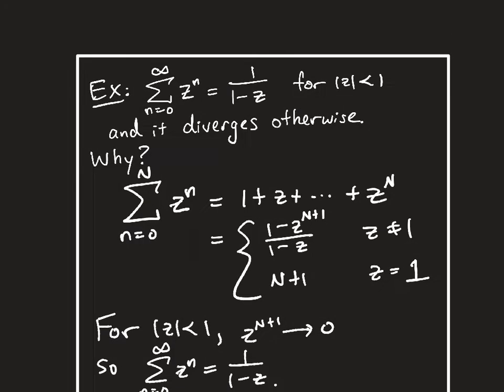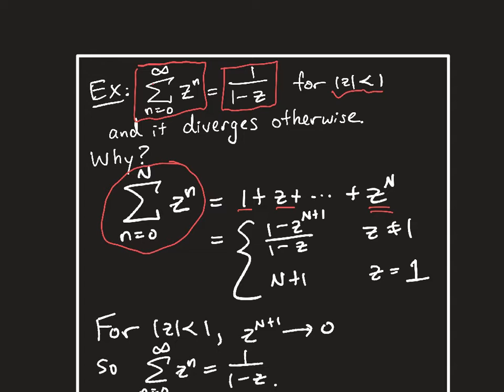So consider the series from n equals 0 to infinity of z to the n, and I claim this converges and equals 1 over 1 minus z for z less than 1 in modulus, and it diverges otherwise. So why is that? Well, the partial sums look like this. It's just the sum of 1 plus z up to z to the n.